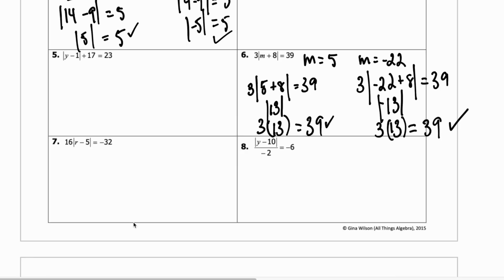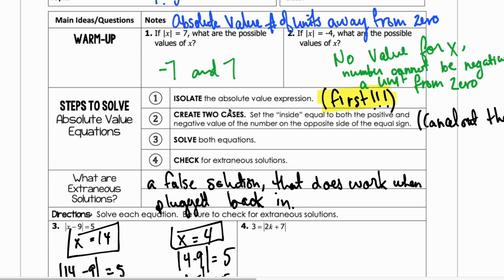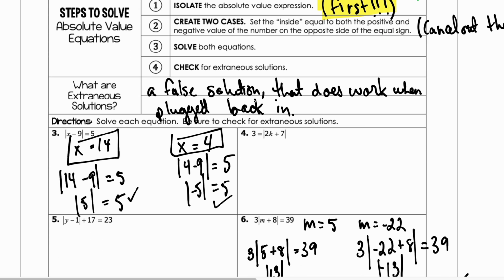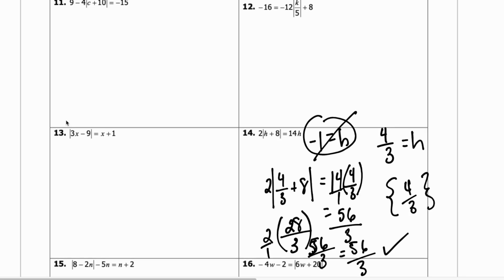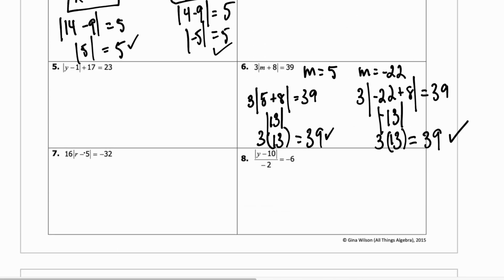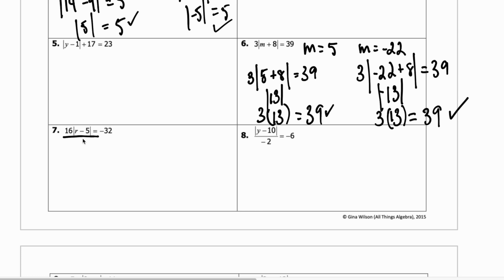One question I did actually want to throw in there is number 7. And this kind of is a trick question, and I'll show you why. So we know that step 1 tells us at the top of this to isolate the absolute value expression. So if we look at number 7, we see that our absolute value expression has a 16 on the outside of it, right? The 16 here. So we need to go ahead and get the 16 to the other side. And so we're going to divide by 16 on both sides.